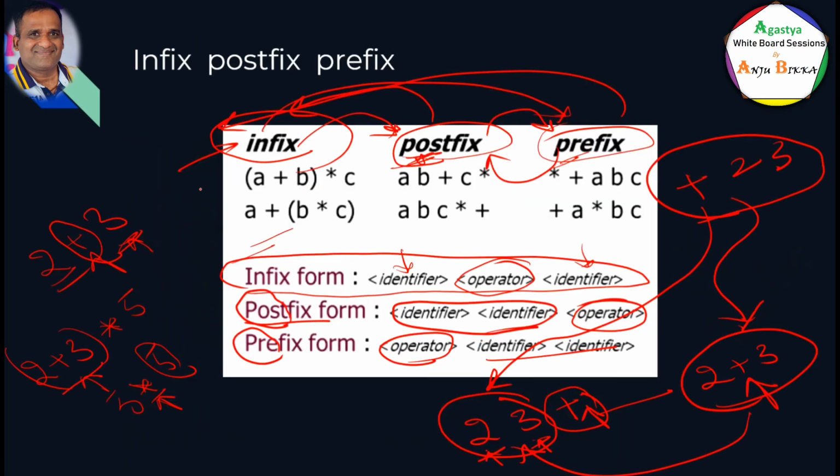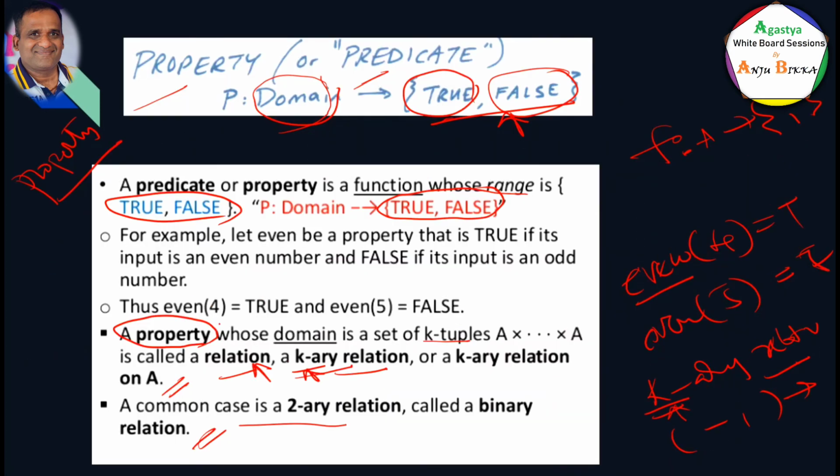We discussed here the relation. A property whose domain is a K-tuple is called a relation. What is a property? A function whose codomain, or the range, is nothing but true or false, that is called a property. A property whose domain is a K-tuple is called a relation.